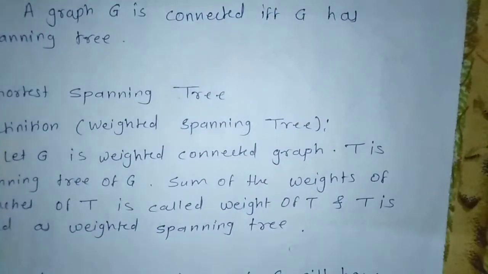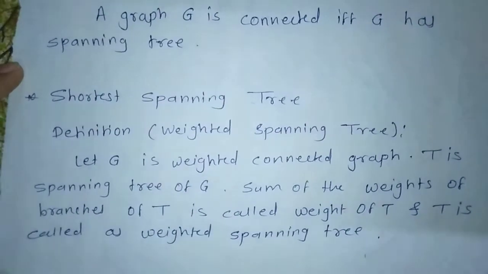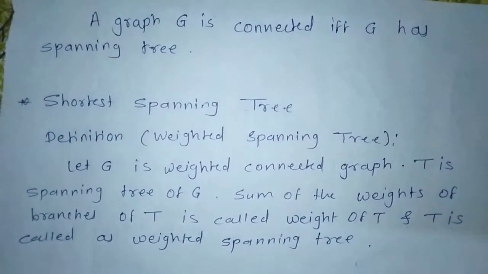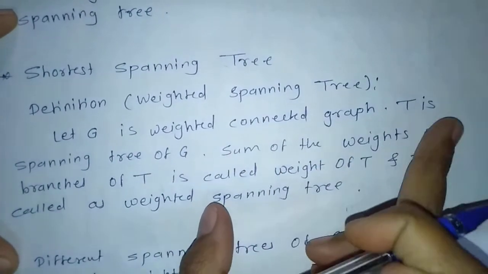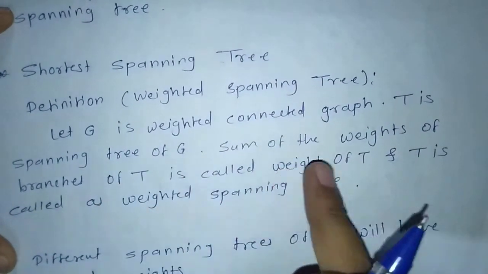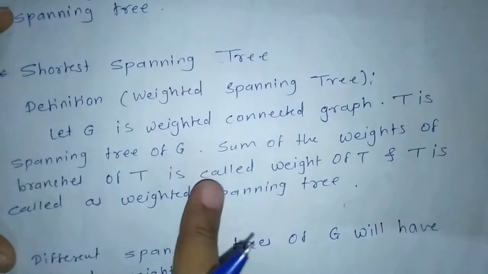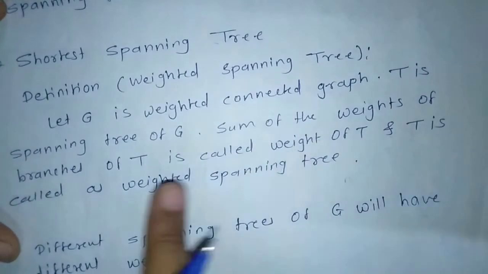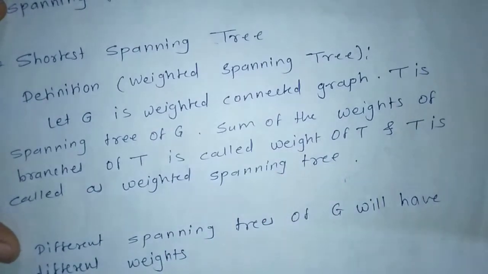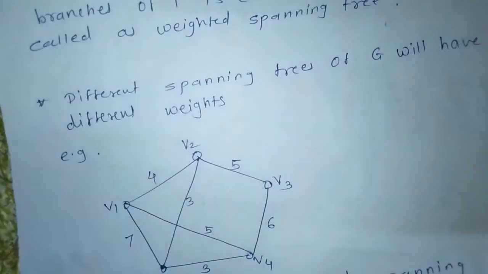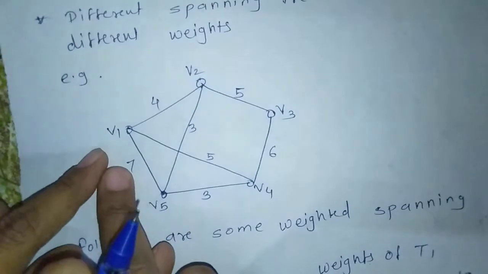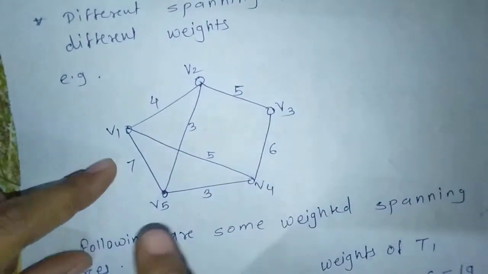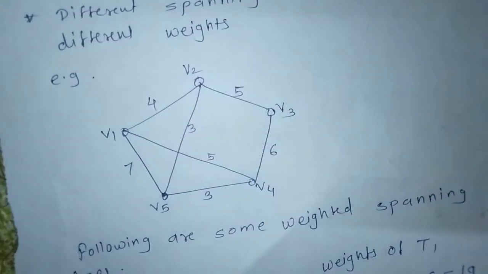Now the next point, shortest spanning tree. Next definition, weighted spanning tree. Let G be a weighted connected graph and T a spanning tree of G. The sum of the weights of the branches of T is called the weight of T, and T is called a weighted spanning tree. Different spanning trees of G will have different weights. For example, this is the original graph, and 7, 4, 3, 5, 5, 6, 3 are the weights of the edges.